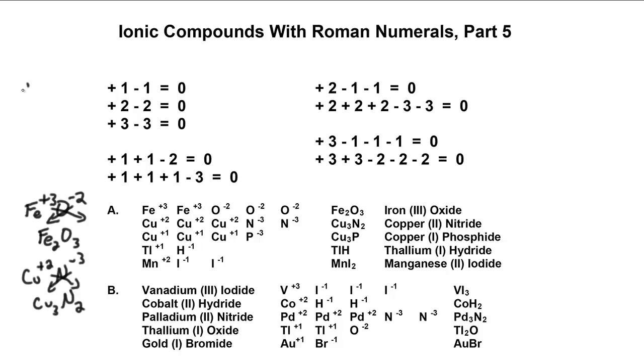Copper 1 phosphide. Well, let's go over here. Copper 1 +1, phosphide, that's a -3. Cu3P. Copper 1 phosphide. Thallium 1 hydride, that's a +1 -1 equals 0. And manganese 2 iodide. Manganese 2, it's a +2. Iodide is a -1. Bring that on over. MnI2. Manganese 2 iodide.